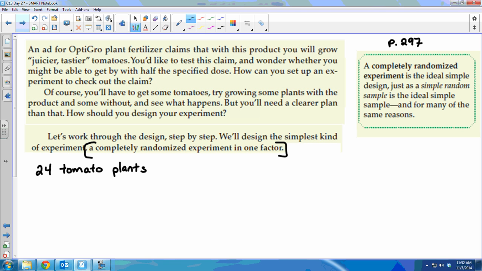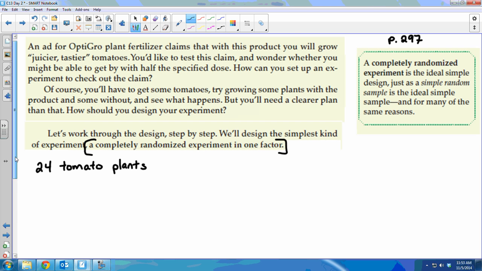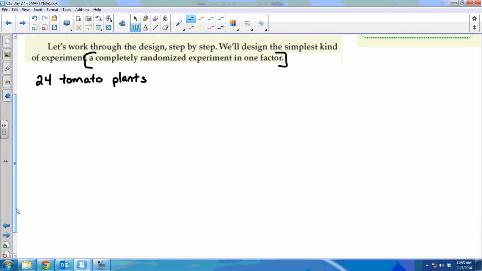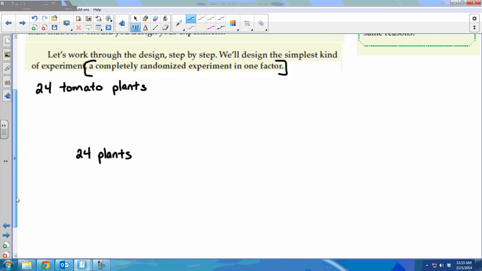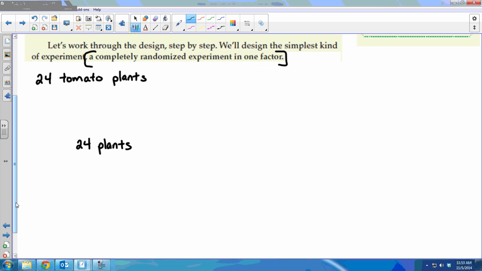So from those 24, we're going to design this experiment around these 24 tomato plants. All right? So I'm going to draw a diagram first. And then we'll go back and explain. So we're starting with 24 plants, right? How many treatments are we going to have? So let's think about the treatments. How many treatments are we going to have if we're worried about this whole fertilizer situation? What does one of the treatments have to be? No fertilizer. You have to have a control, right? So you have one treatment is control.